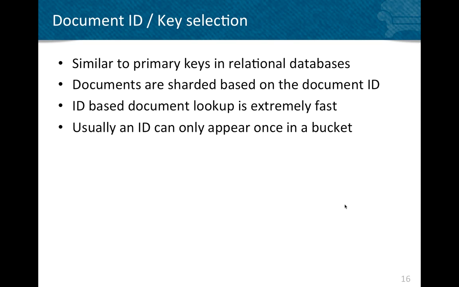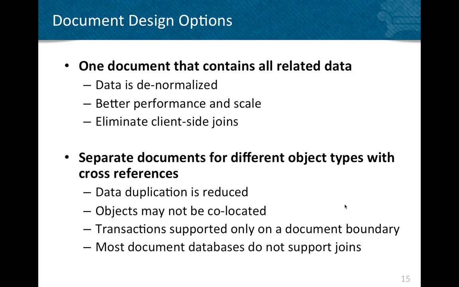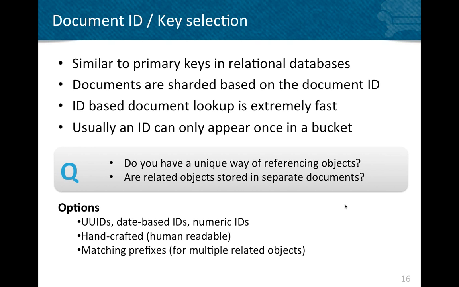Let's take a look at key selection. The document ID is similar to a primary key in a relational database. Documents are sharded based on this document ID. And so the Couchbase clients, for example the SDKs, will look up the document ID, hash it to a specific partition, and then locate the partition on a specific server and connect to it. So you eliminate any additional hops. And so it's pretty important to make sure that you select a good ID because that might be your primary means of looking up information.